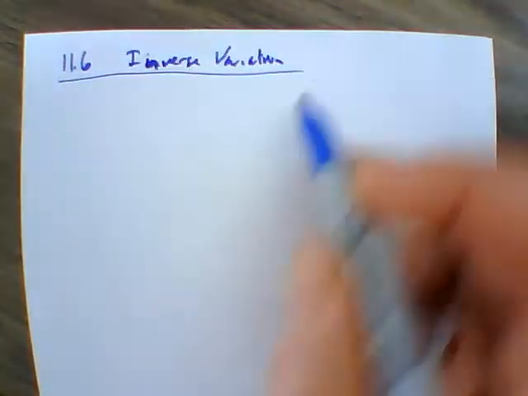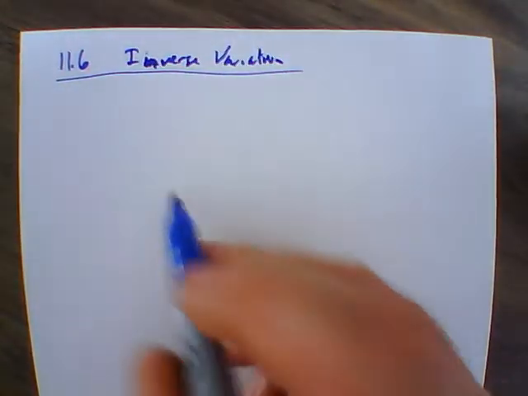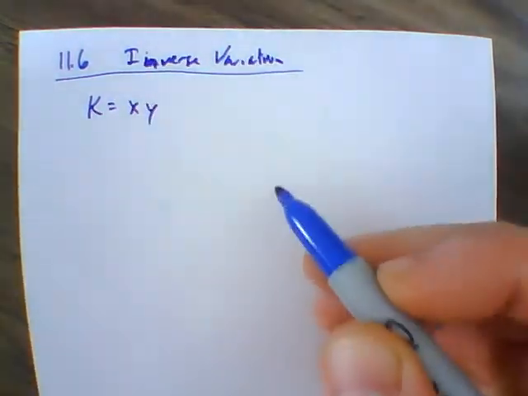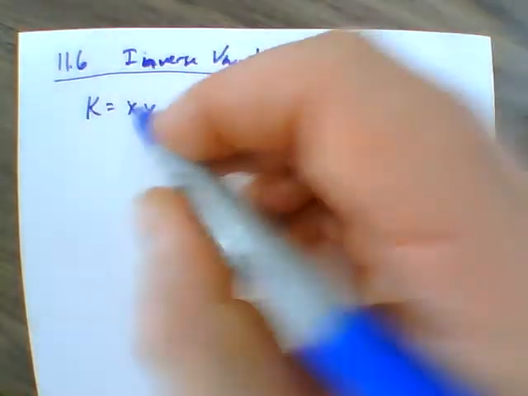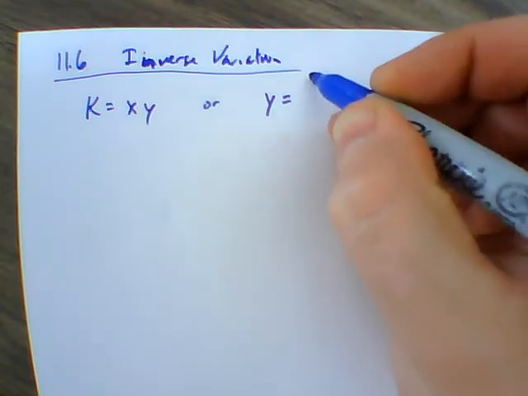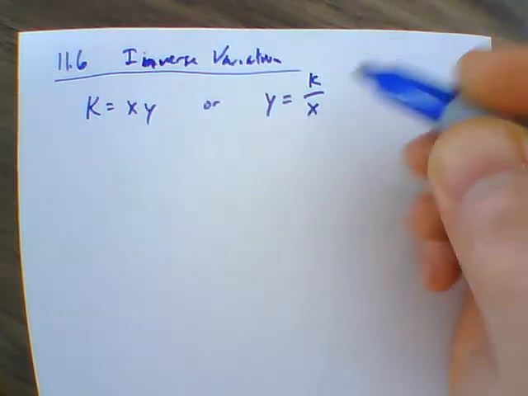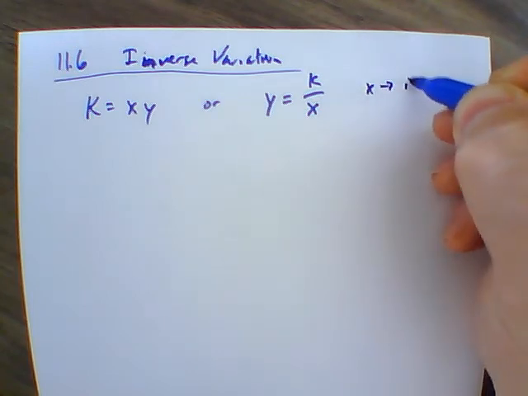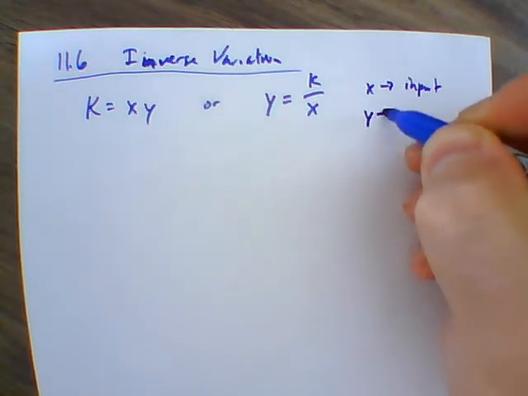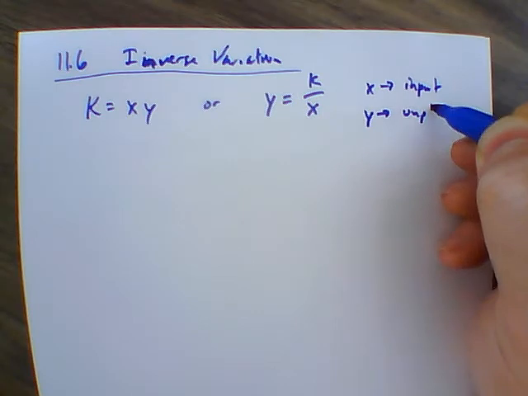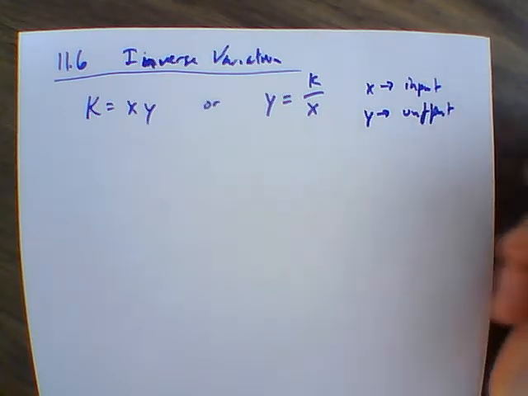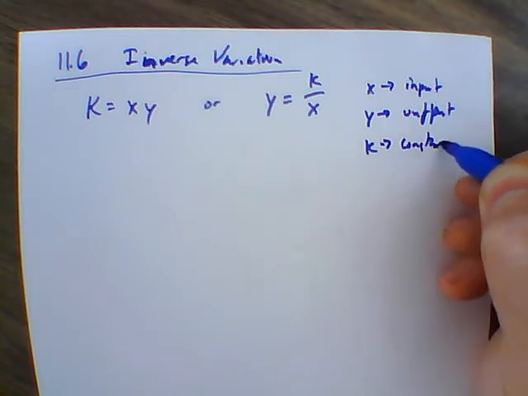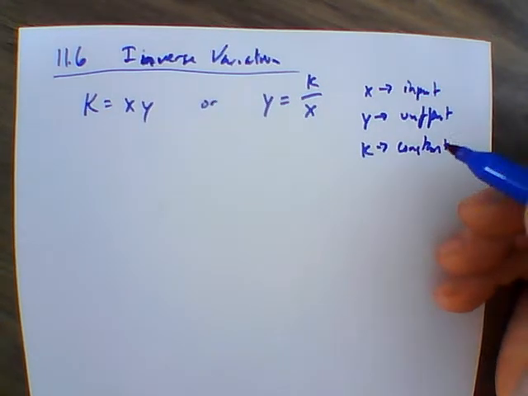So under this inverse variation, we're given an overall formula where k equals x times y, or more importantly, y equals k over x. Once again, where x is our input, y is our output, and k is our constant. Okay, so k is telling us how we're varying.